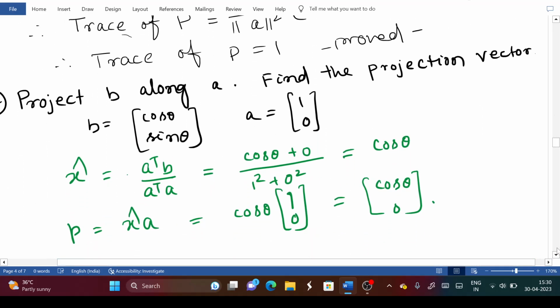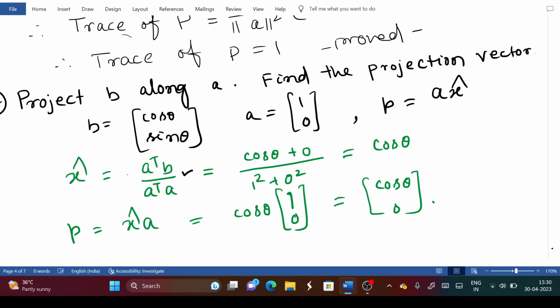Next question, project the vector B along A. Here find the projection vector. Here we have B equal to cos theta, sin theta, A equal to 1, 0, and we know P, the projection vector, is equal to A x cap, or x cap A, where x cap is A transpose B by A transpose A.